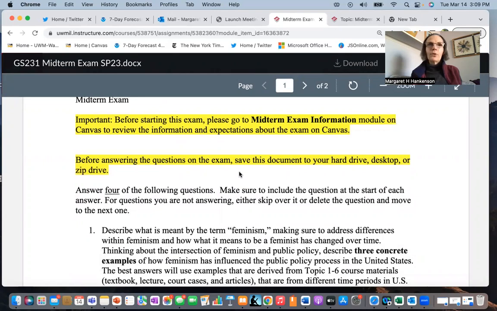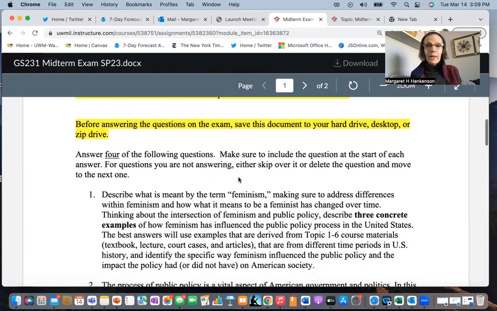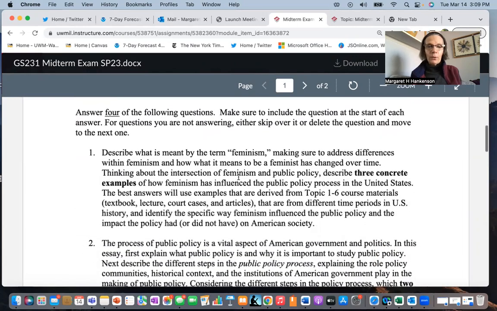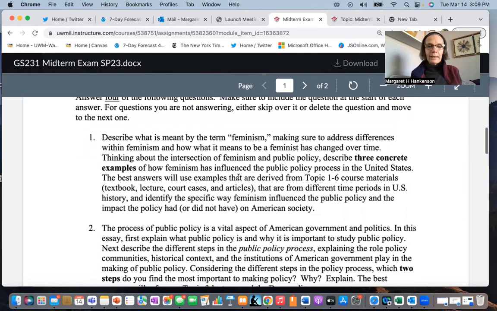I've had so many students who work on the exam and then they submit it and it's a blank document. And I'm like, whoops, looks like you submitted the wrong file. Then they go back and they didn't save any of their work. Make sure that you save it to your hard drive or zip drive before you start working on it, and then save periodically if you don't have autosave. All right, let's take a look at these questions.